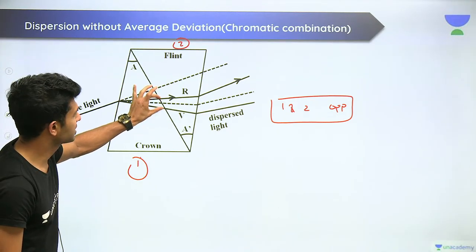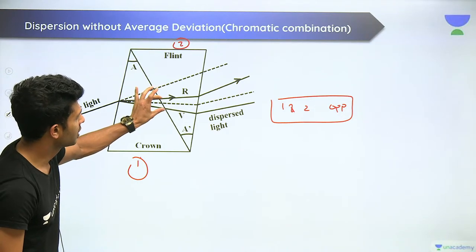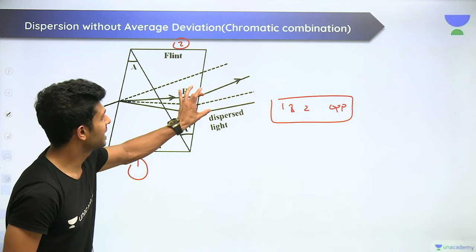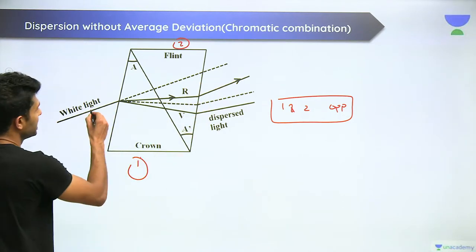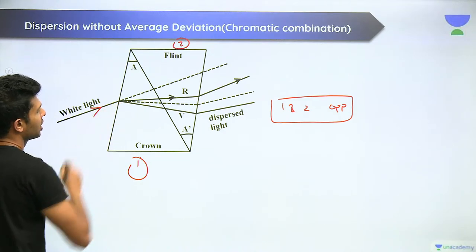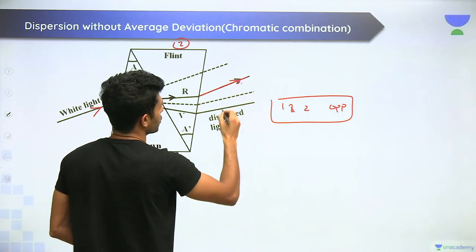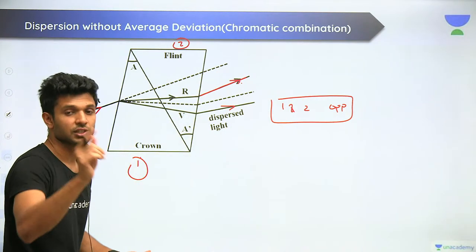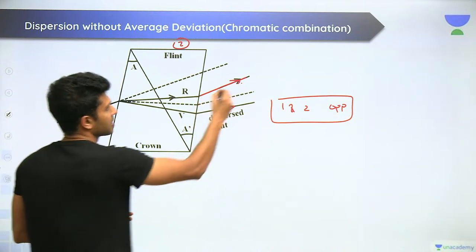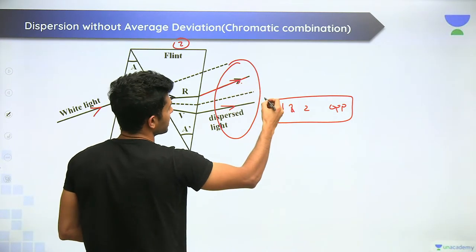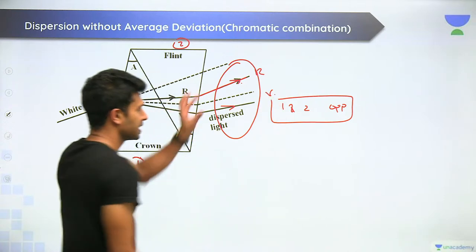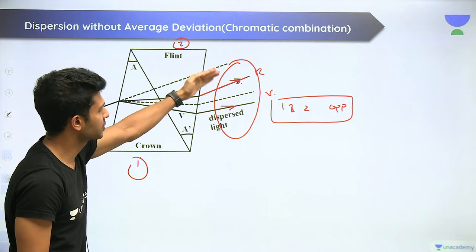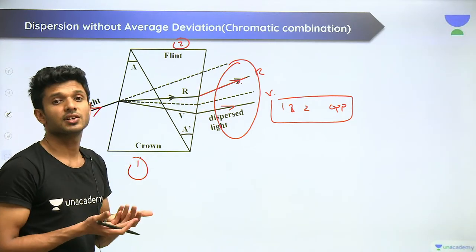And once this dispersed light from the first prism passes through the second, there is a possibility that the final light ray will be coming out without any deviation. Whatever was the direction of the incident light ray, the final light rays will also be moving in the same direction. This is possible. And when that is possible, you can see that there is a stretch of color from red to violet. There is a dispersion, colored light rays from red to violet. Dispersion is there, but there is no deviation.